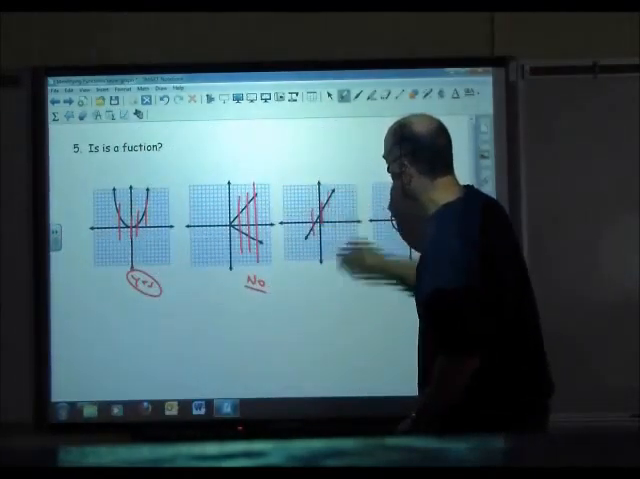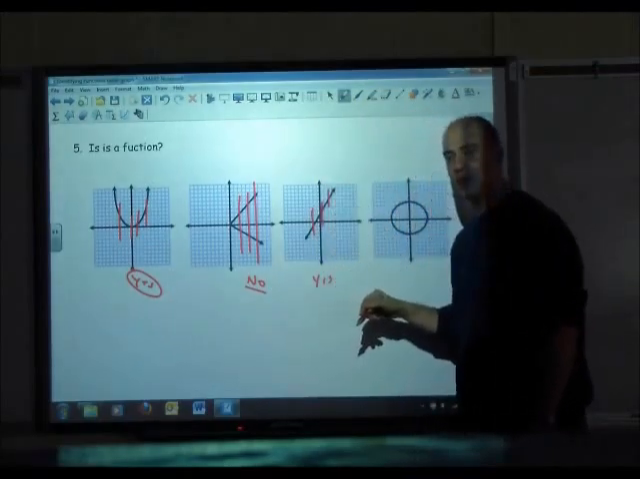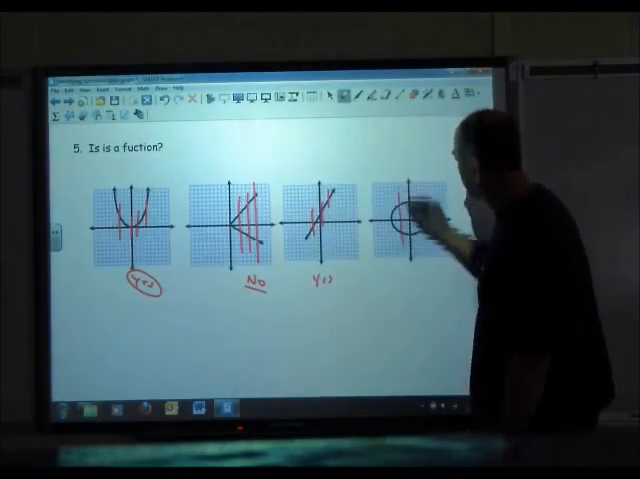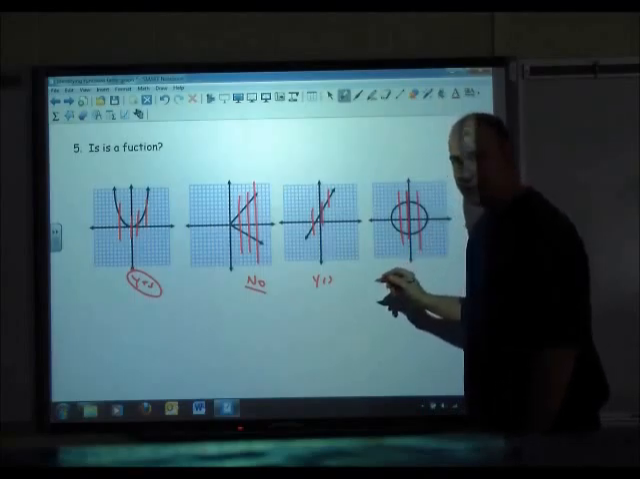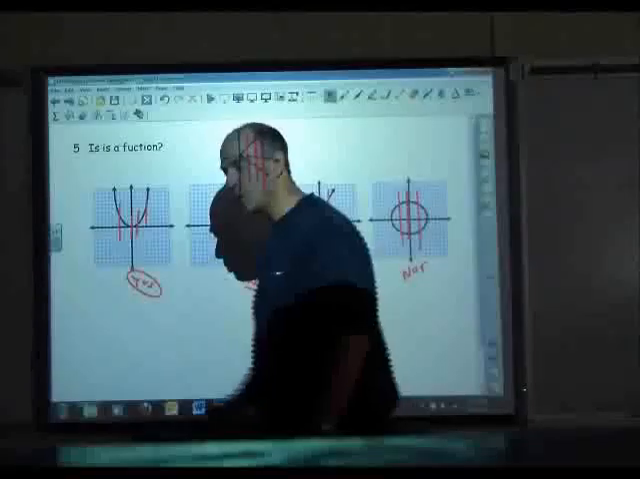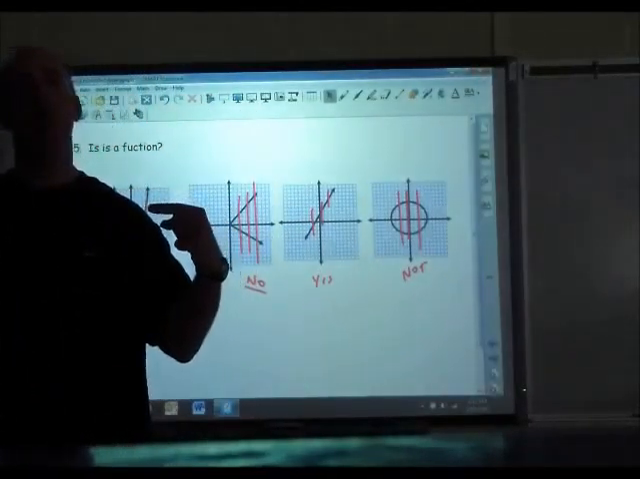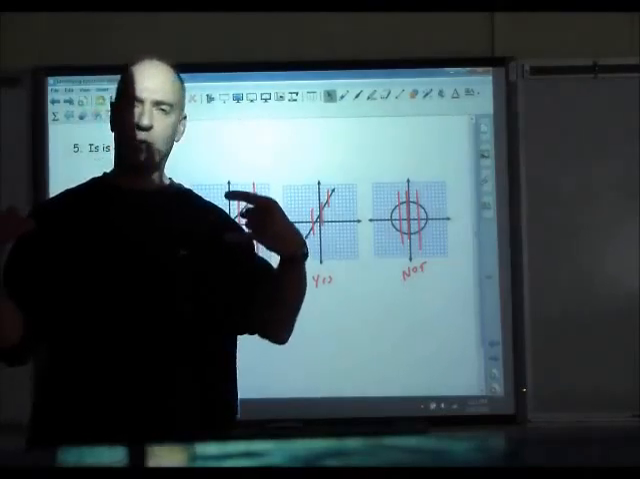A line? Absolutely. You're only hitting it in 1 point every time you do the vertical line test. This circle, hitting it 2 points all the time, not a function. Okay? So remember this about functions. If you're going to have an input, it has to lead to its own output. One input cannot make more than one output.